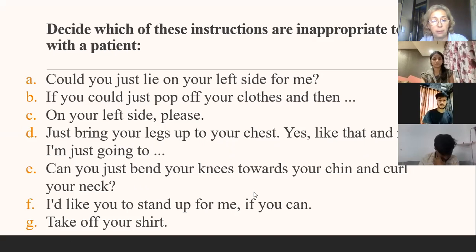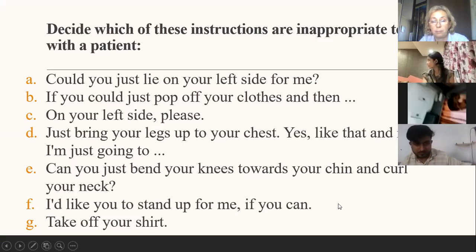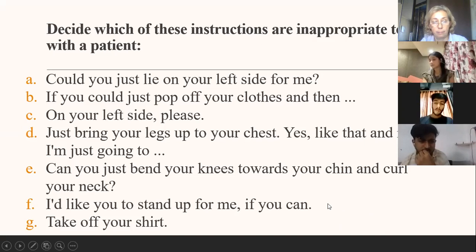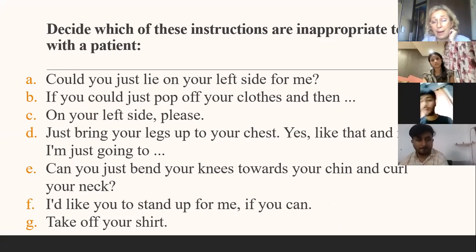Right, okay. So the next is for Misha. Is Misha here? Yes, ma'am, I'm here. I would like you to stand up for me if you can. This is an inappropriate sentence, ma'am. Why? We cannot ask a patient like that. Can you just stand up for me if you can? So I'd like you is also good. It's rather polite, and everything is okay with this phrase.